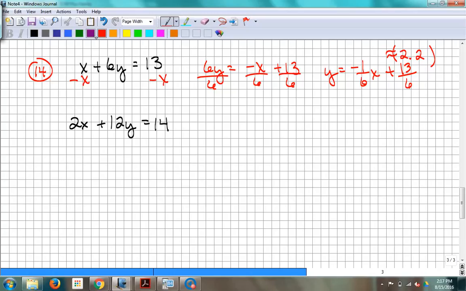Now get the other one in slope-intercept form. This one works out a little bit better because we've got 12y. Not quite perfect, but at least that fraction reduces some. Divide by 12. And we get negative 1/6 x plus 7 over 6.